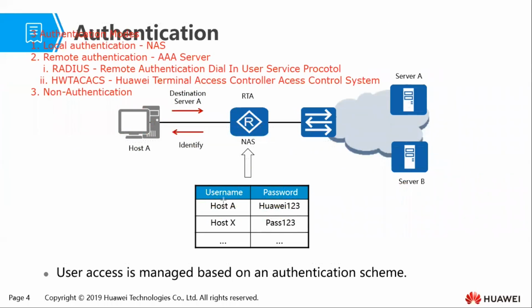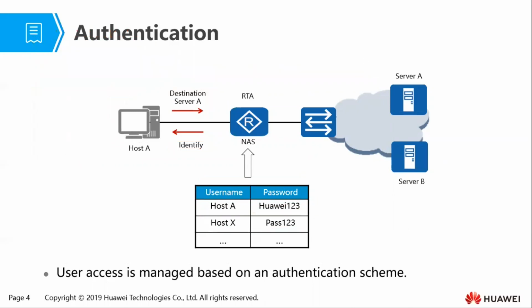So as I said here, the NAS, for example, simply uses a username and a password. When you want to access server A, the authenticator will tell you, hey, identify yourself, please. Then you'll send a username and a password. So I'm host A, my password is Huawei123. So that is how authentication works, and those are the 3 authentication modes.